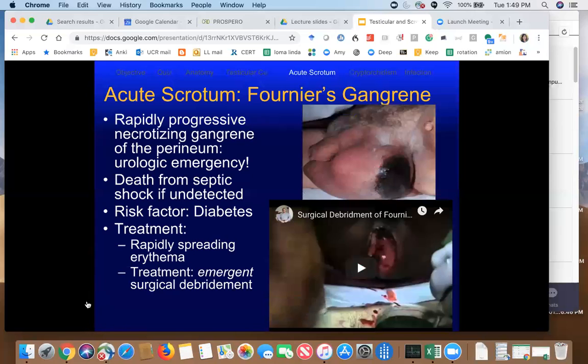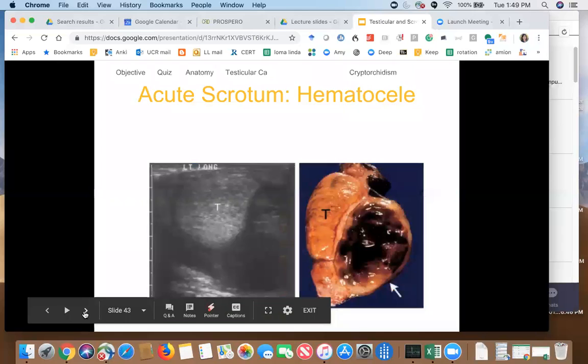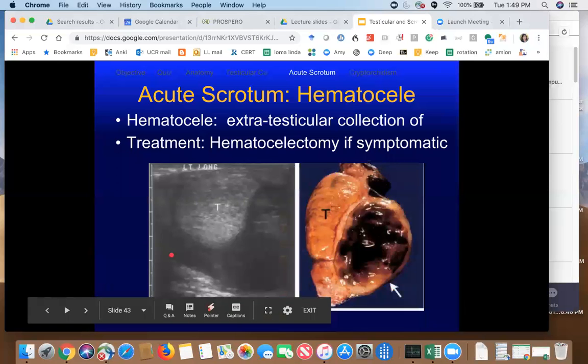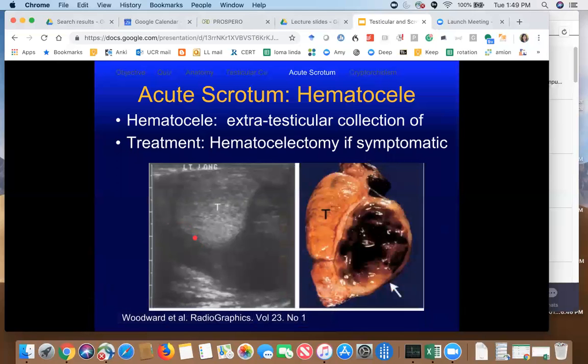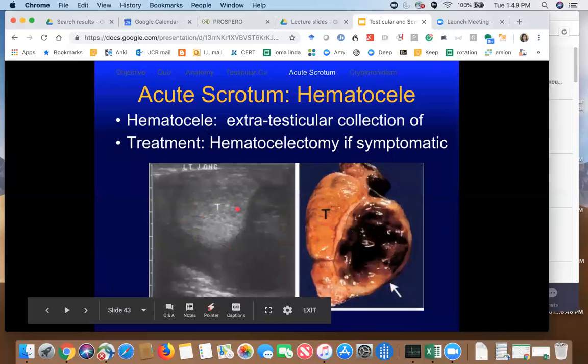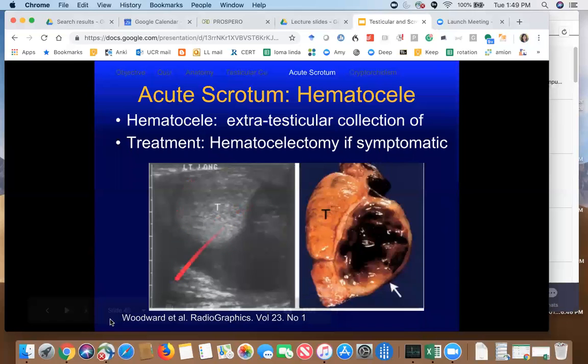Okay, Fournier's gangrene. So yeah, it's surgical debridement, and you have to be very aggressive until you get healthy tissue. Acute scrotum, hematocele is a clot. It's a blood clot, typically from trauma. You can have intratesticular hematomas or extratesticular. In this case, it's extratesticular. This is the testicle here. Here's the clot here, and it's causing mass effect on the testicle. So it's compressing the testicle.